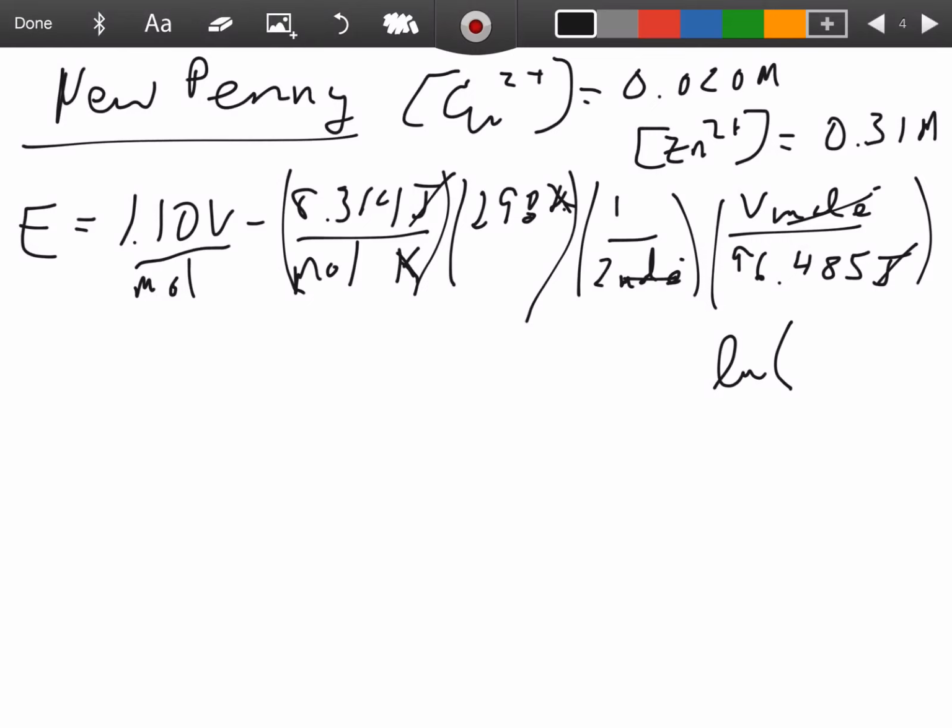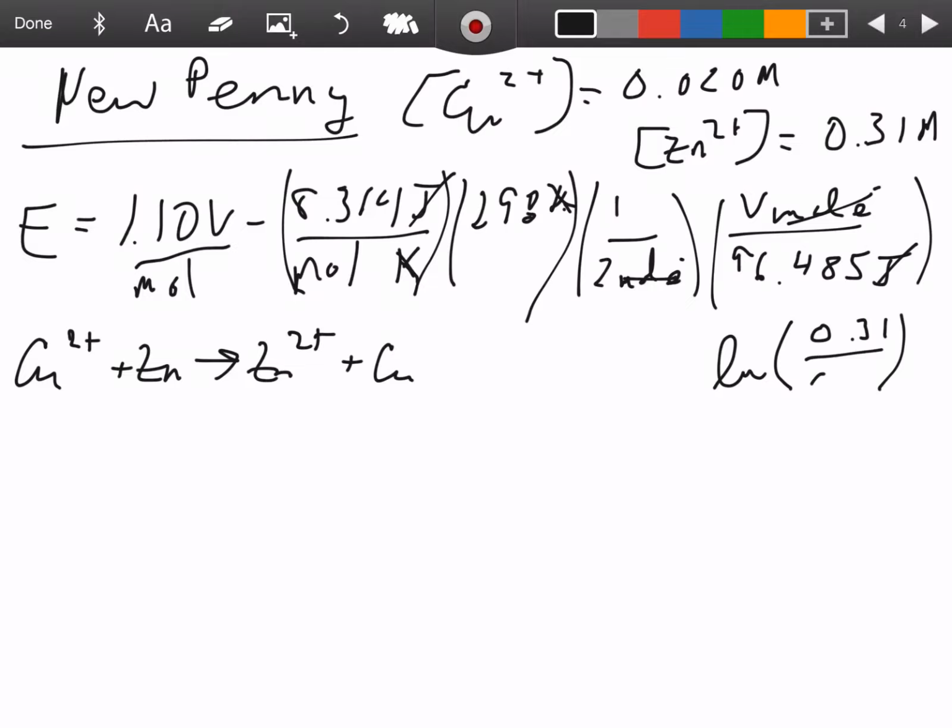In this particular reaction, we had copper 2 plus and zinc going to zinc 2 plus and copper metal. The product zinc 2 plus and copper metal doesn't have a concentration, right? We leave solids out, we leave liquids out, but we can incorporate gases and aqueous substances. So Q is the zinc 2 plus, 0.31, divided by the copper 2 plus, 0.020, and we raise those to the first power because that's the coefficient in the balanced chemical equation.